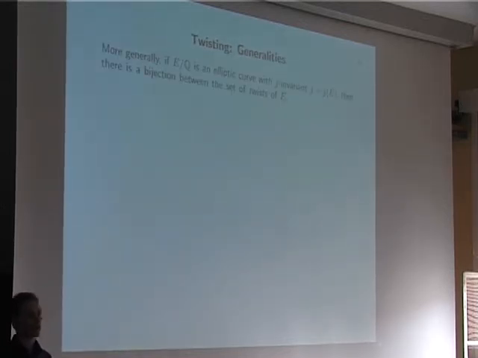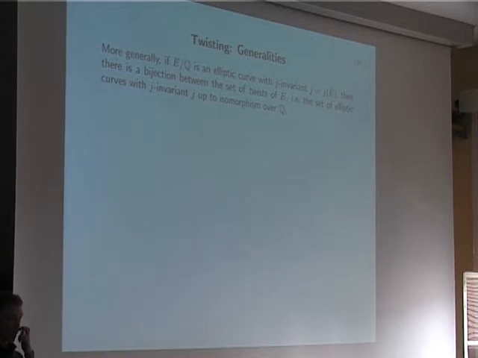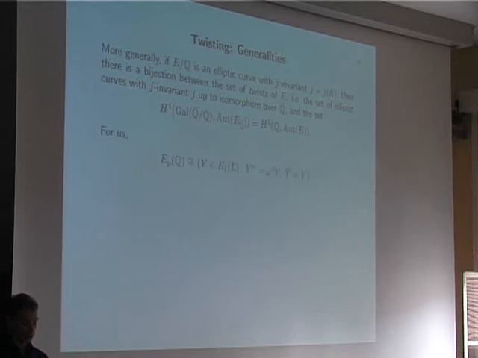Okay, so let me do this more generally. Since this is a summer school, you might as well hear it in this generality. We'll use it later. So if E over Q is any elliptic curve with j-invariant j, then there's a bijection between the set of twists of E, that means the set of elliptic curves with j-invariant j up to isomorphism over Q, and this Galois cohomology set. So you take H^1 of Galois Q bar over Q, and you look at the automorphisms of E defined over Q bar, and this is another way of denoting that set.